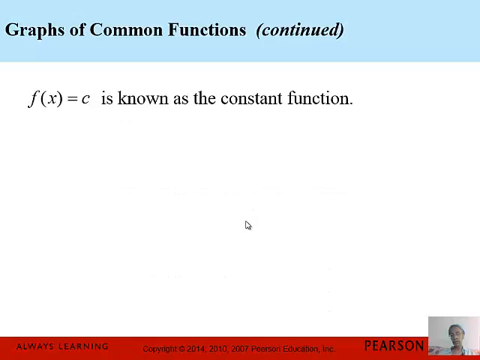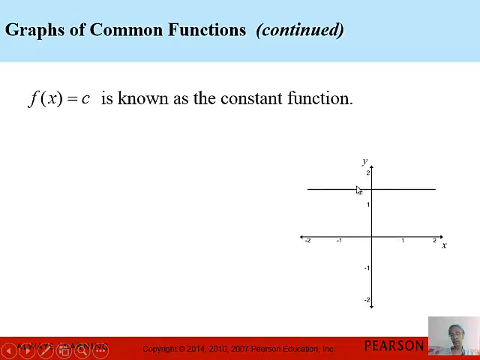Here's the constant function and its graph. Now notice in the graph shown, this is what the graph looks like if c is a positive constant. It would be a line that extends into the first and second quadrant. However, c could be 0, then the graph would be simply the x-axis, or c could be negative, and in that case the graph would extend into the third and fourth quadrants.